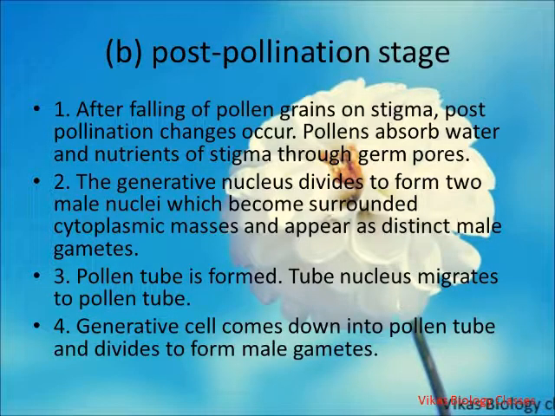After pollen grains fall on the stigma, post-pollination changes occur. Pollen absorb water and nutrients from the stigma through germ pores. The generative nucleus divides to form two male nuclei, which become surrounded by cytoplasmic masses and appear as distinct male gametes. The pollen tube is formed. The tube nucleus migrates into the pollen tube. The generative cell comes down into the pollen tube and divides to form male gametes.